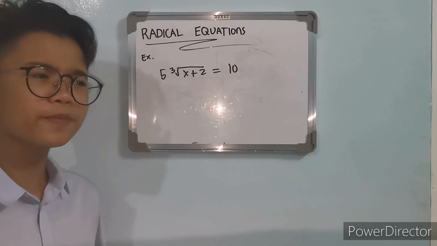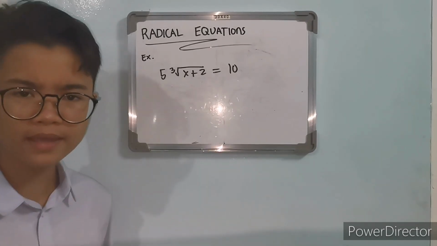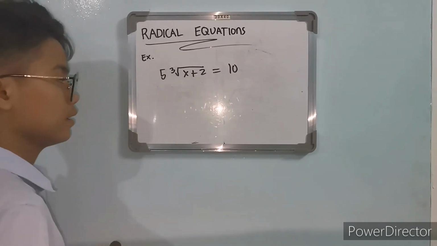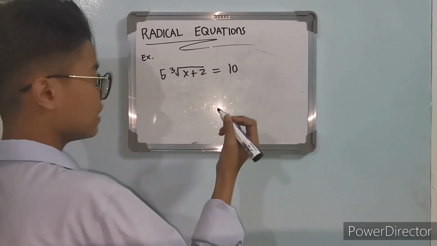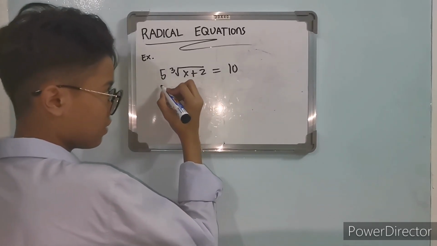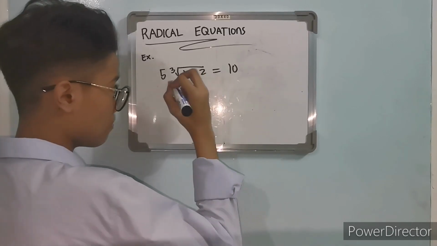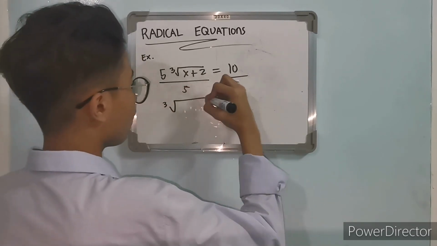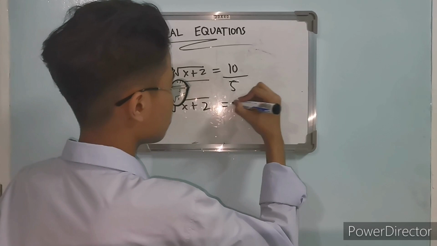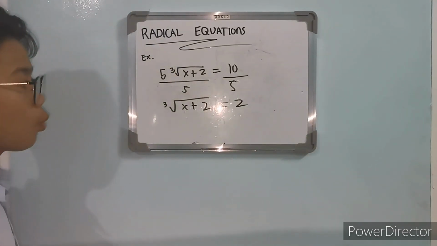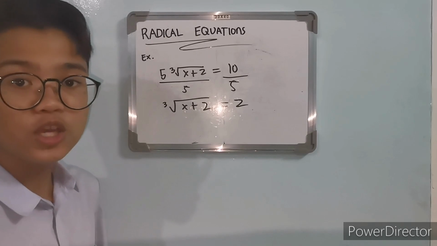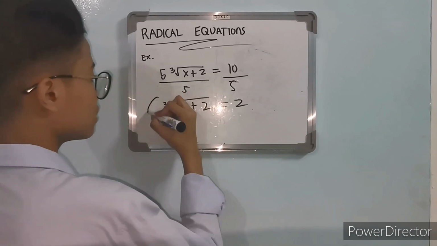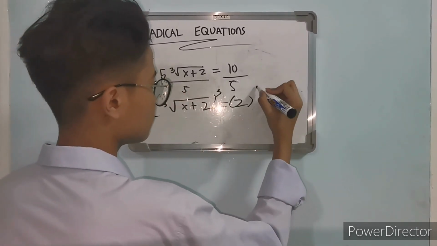Well, but if it's a cube root, then how do we square both sides? It's probably what you're thinking. But again, it's very simple. First, since we have 5 here, we can divide both sides by 5 since 10 is divisible by 5. So we're left with the cube root of x plus 2 is equals to 2. Now, what we can do is instead of squaring both sides, we can cube each side. So we raise to 3 instead of 2.